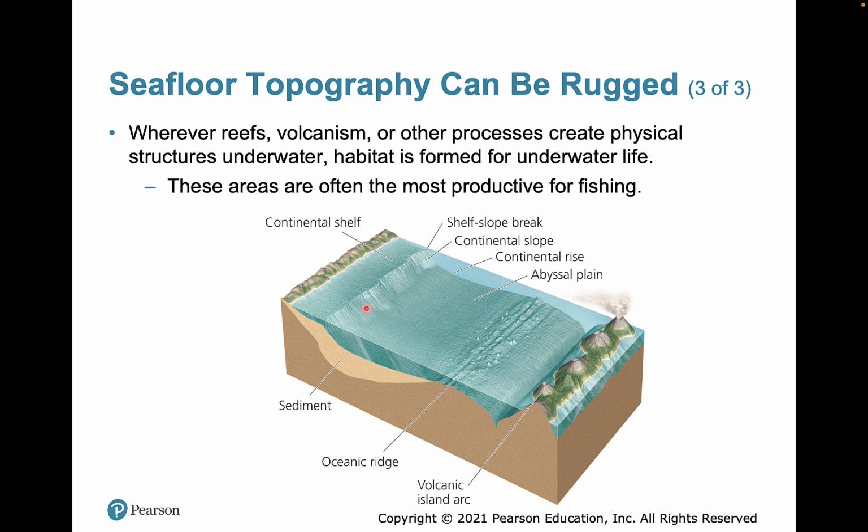Okay, typically wherever you have reefs or volcanism or these other processes that create shallower water, you're going to have a whole lot of life that exists. So you're going to get really productive fishing in the continental shelf here and in these areas around volcanic island arcs where the water tends to be shallower.